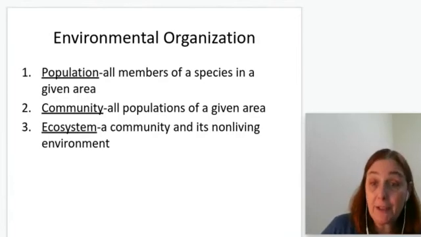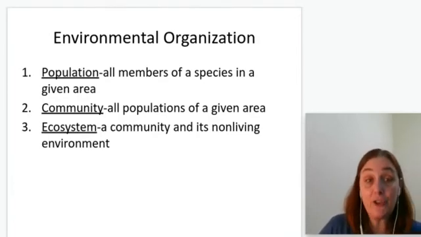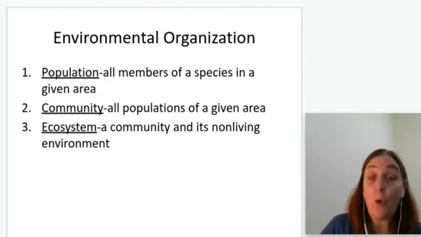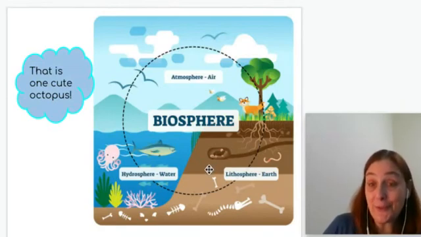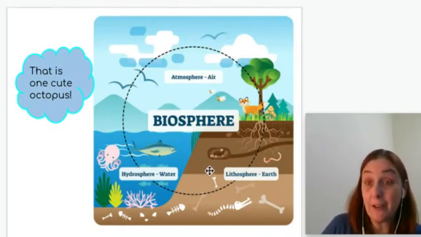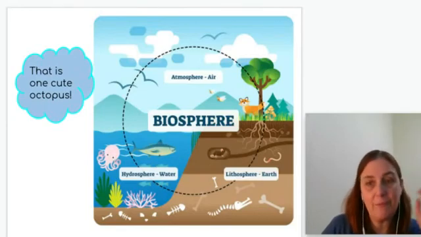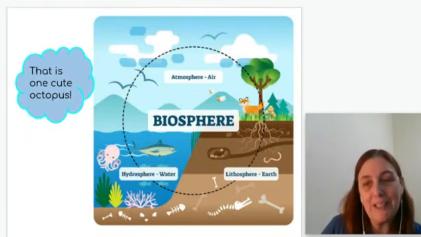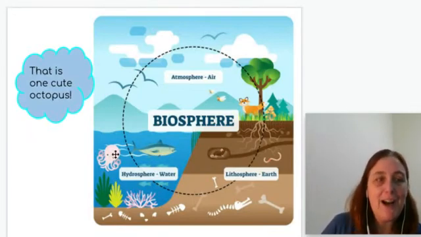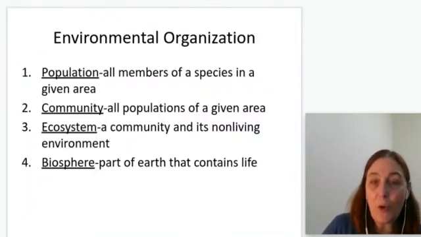There's some other vocabulary that ecologists use as well. All the area on the planet that has life, anywhere on the planet that has life, is called the biosphere. It's pretty much everywhere, because there's life pretty much everywhere. There's life in the atmosphere. There's life underground. There's life underwater. You have to get pretty down deep for there to be no life. And so the biosphere is all the parts of Earth that contain life.